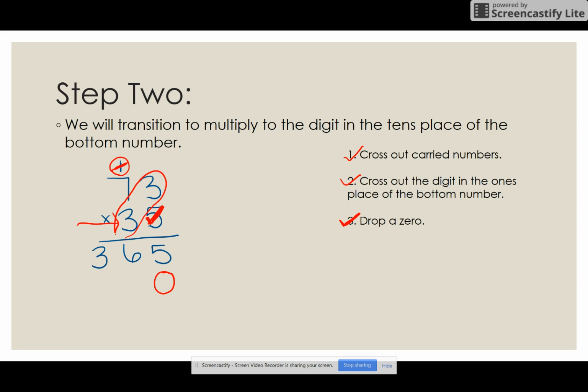3 times 3 is 9. 3 times 7, we're not including this 1 up here because we already crossed him off. So I just have 3 times 7, which is 21. Write my 1 in the hundreds place and then bring my 2 out as if it was a 2,000.